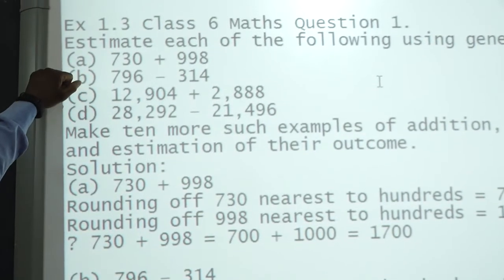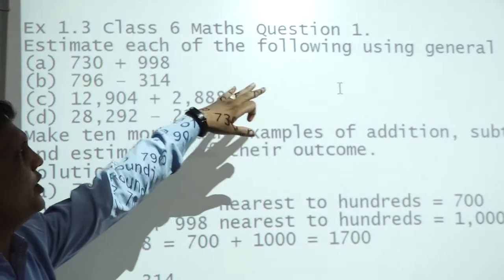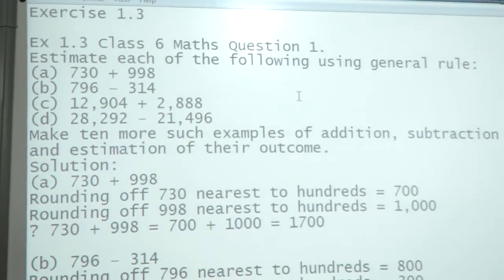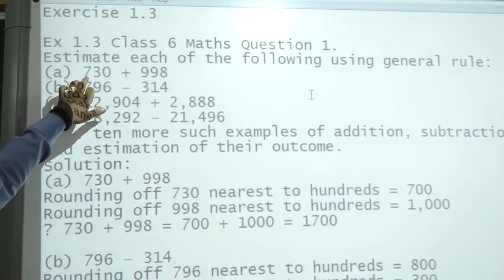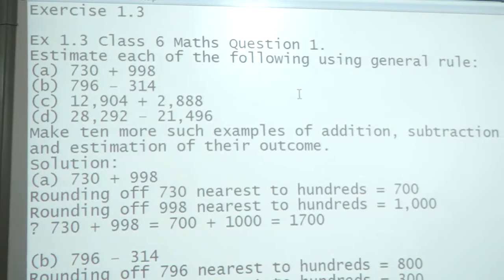This is exercise number 1.3. The first question is: estimate each of the following using the general rule. Now what is the general rule? The general rule means rounding to the nearest place of the last number. What is the last number? You have to round to that place.